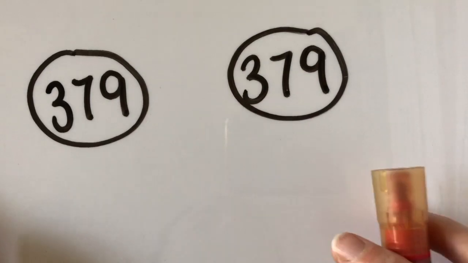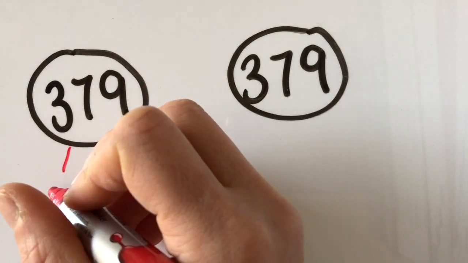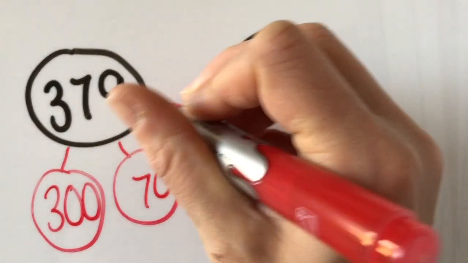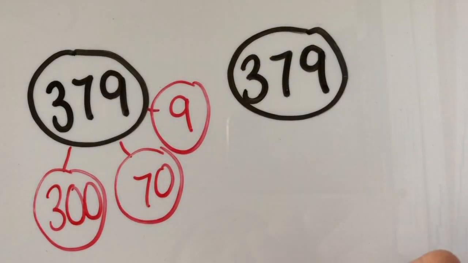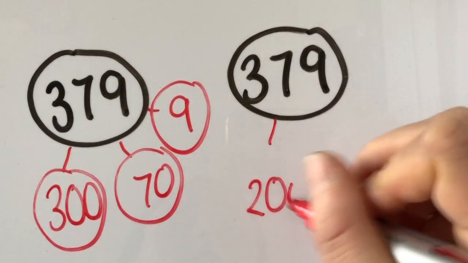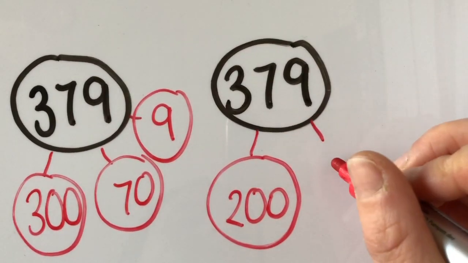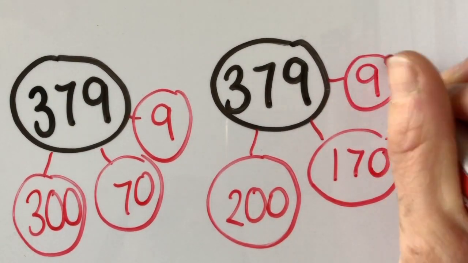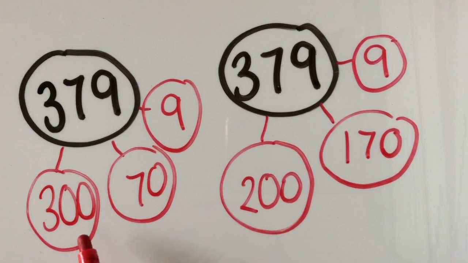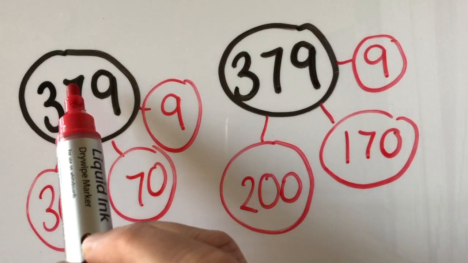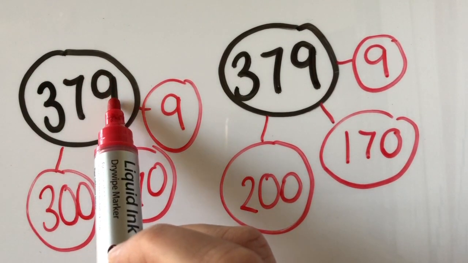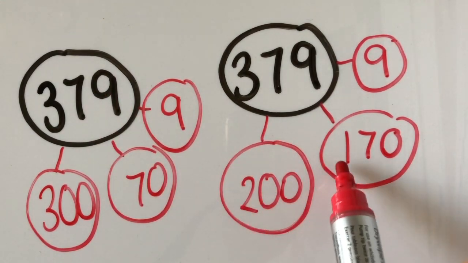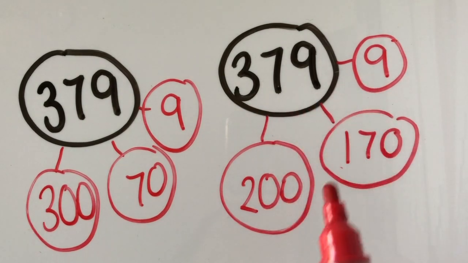If we take a larger number, yes, 379 could be regrouped into 300, 70, and 9. It could also be regrouped into 200, 17 tens, 170, and a 9. So we can work out that although we would say that this has 300s, 7 tens, and 9 ones, we could also explain this number by saying that we've got 200s, we've got 17 tens, and we've got a 9.